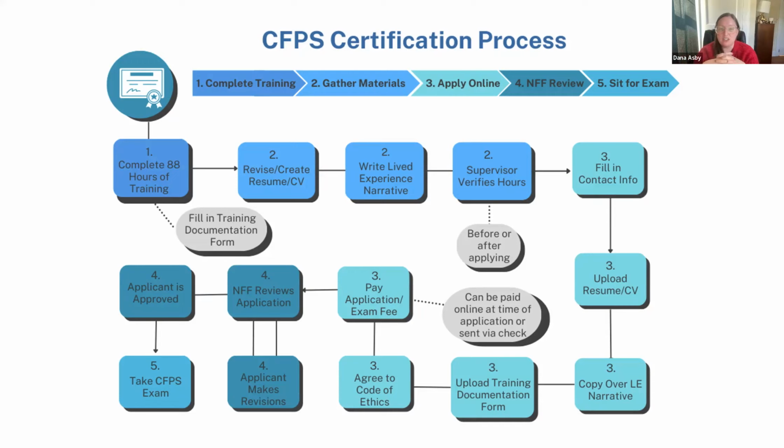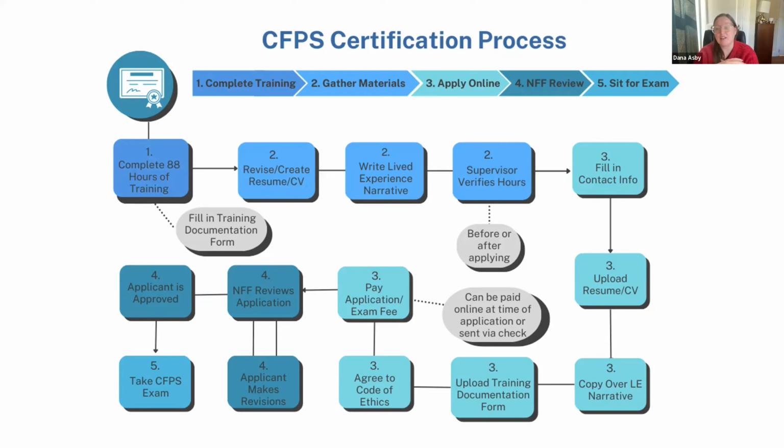And then the application is online, but there are several different components that you can get ready before opening up that online application and starting to fill that in. So we know that you're probably going to receive a resume or a CV when someone applies to work for you. So you could work with them to revise that resume or CV or create one with them before going into the online application. One component that often needs a lot of support is the lived experience narrative. So working with candidates to write a robust lived experience narrative, which we'll talk about in our next training session.